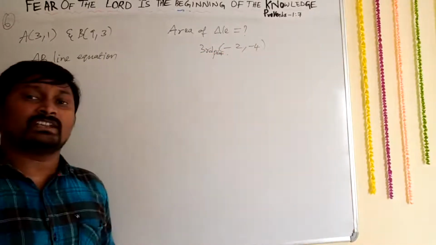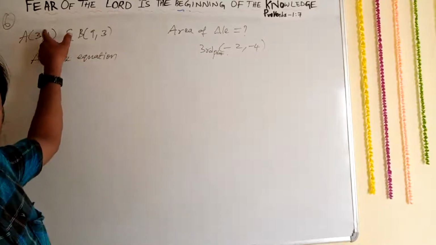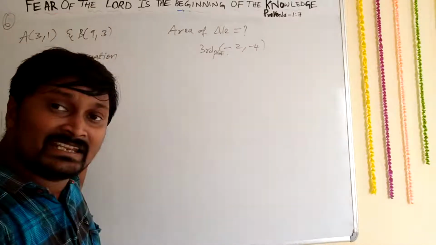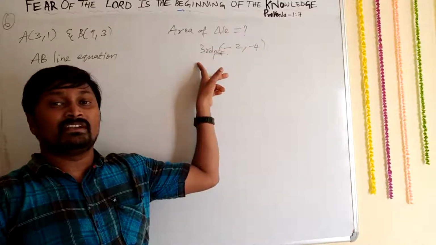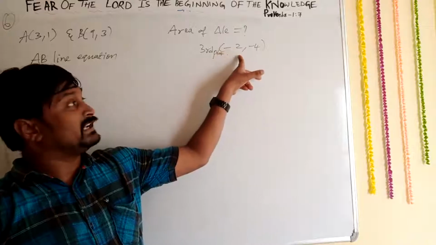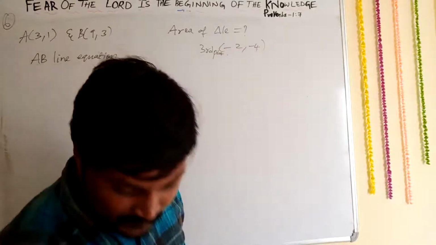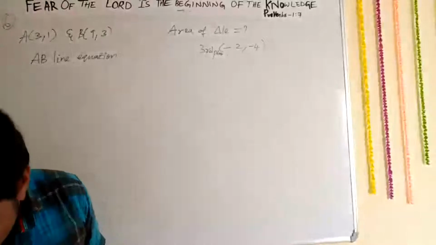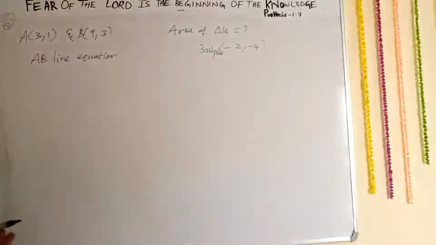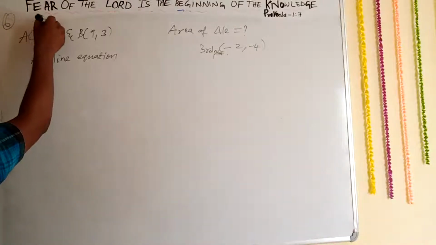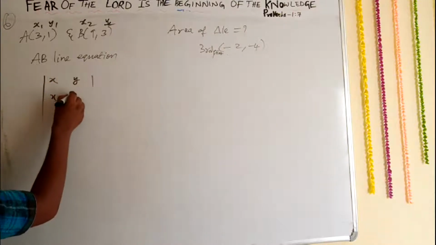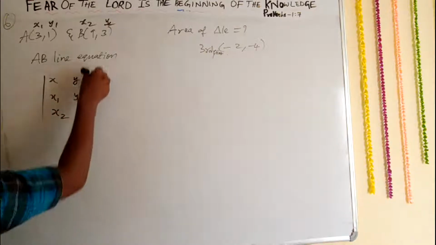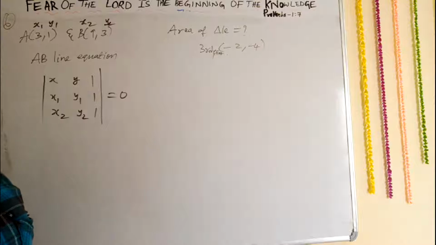This is your third point, okay? Listen, this question has two parts. In the first part, they gave 2 points and we need to find a line equation. In the second part, they said you have to find the area of a triangle if they give the third point as -2 comma -4. Okay, so now how to solve it? Carefully, so that it is possible to understand. Right. Now, how to find the line equation? First, given x1, y1, x2, y2. What is your formula? Formula is simple. x, y, 1, x1, y1, 1, x2, y2, 1 is equal to 0. This is your AB line equation formula.